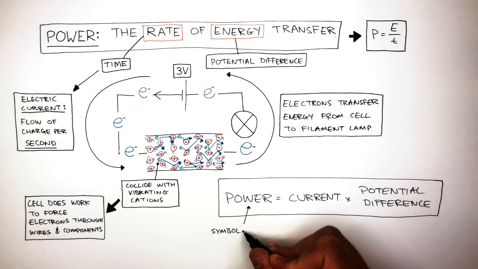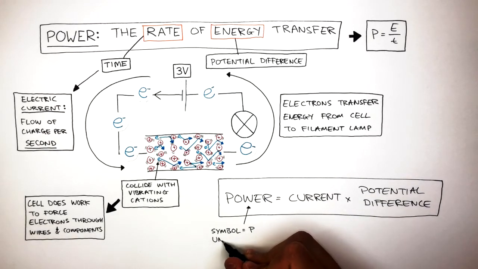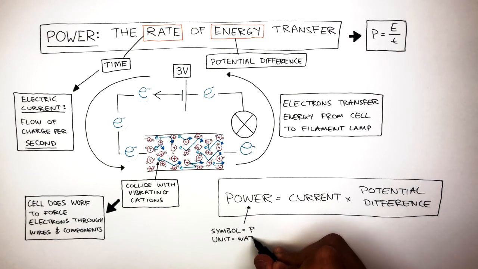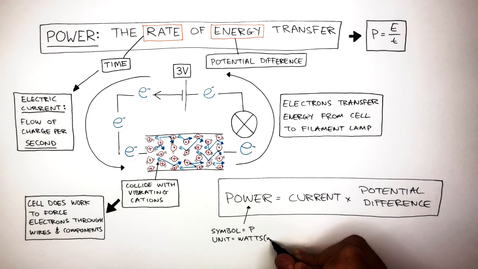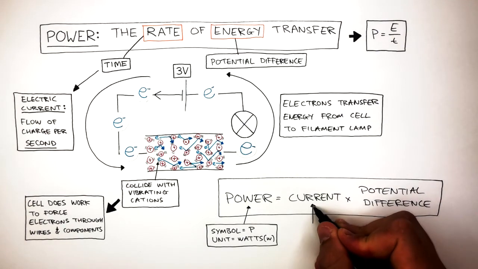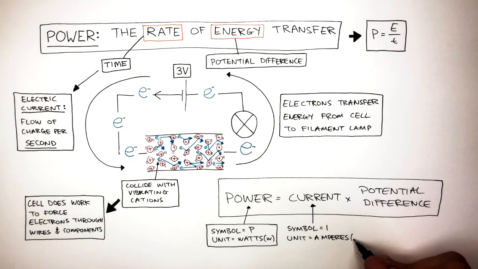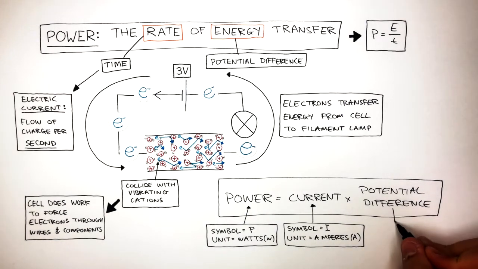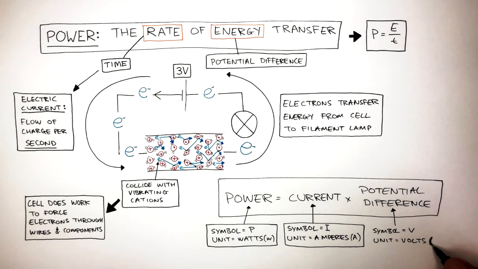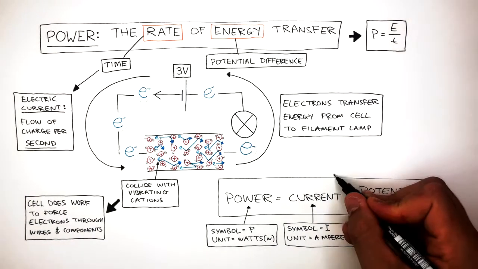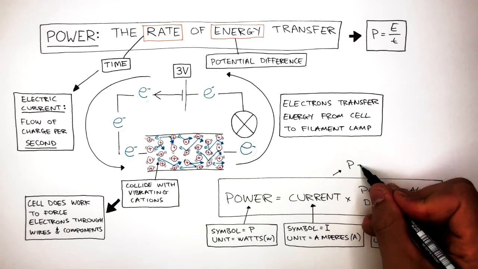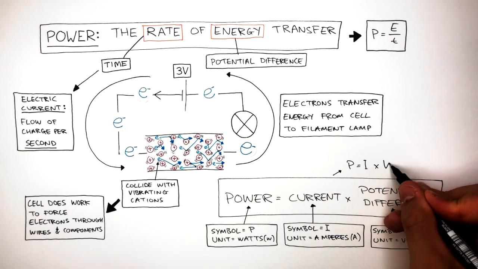The symbol of power is a capital P, and the unit of power is watts, which has the symbol a capital W. For current, the symbol is a capital I, and the unit is amperes, which has the symbol a capital A. For potential difference, the symbol is a capital V, and the unit is volts, which has a symbol capital V. This can be simplified to P equals I times V.